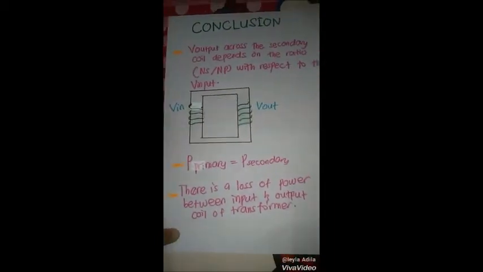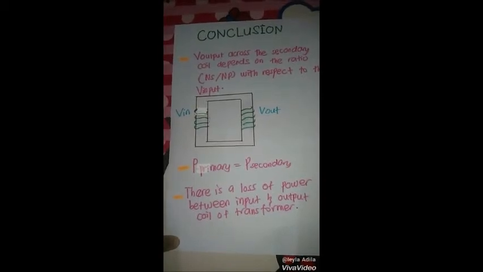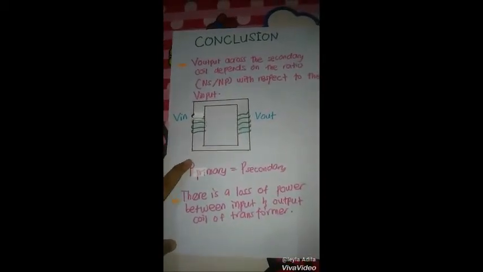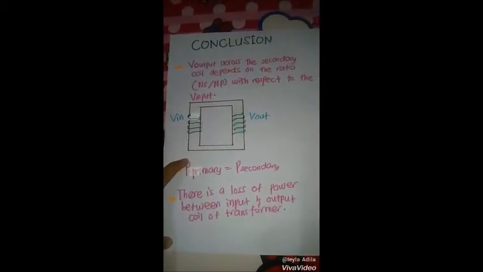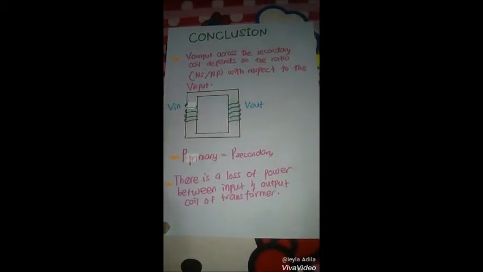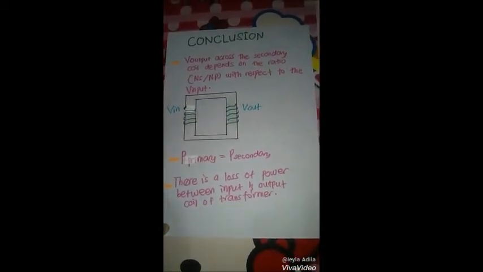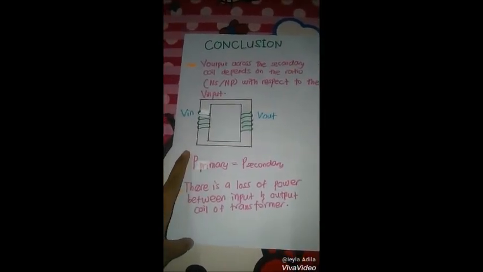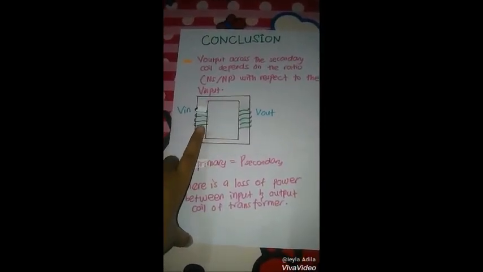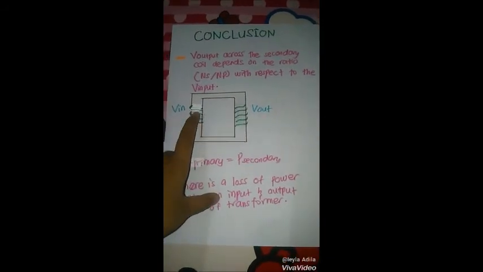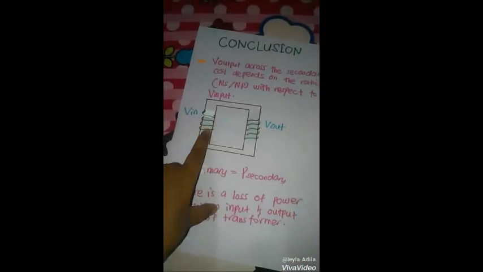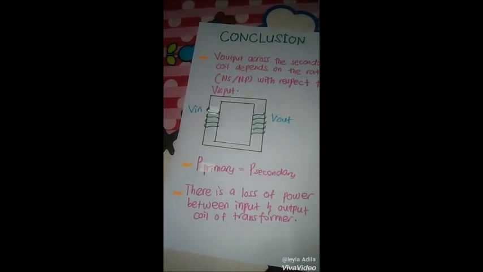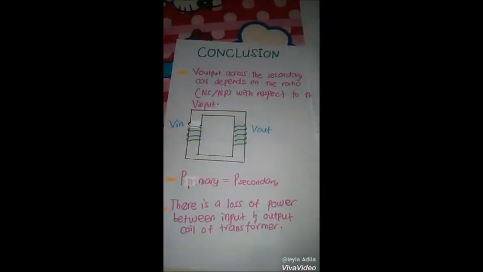Next, the power of the primary is equal to the secondary, and there is a loss of power between the input and output coil of the transformer. So that means there is power loss between output and input. So that's all from me. Thank you.